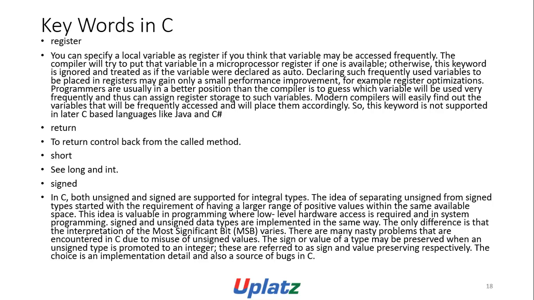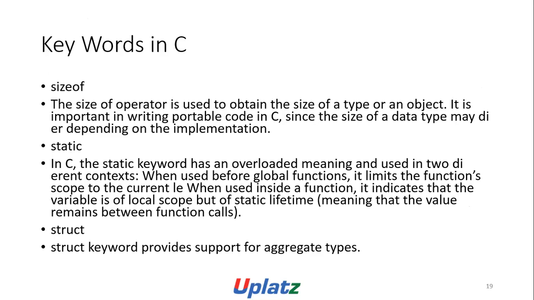There are many nasty problems that are encountered in C due to misuse of unsigned values. A sign or value of a type may be preserved when an unsigned type is promoted to an integer. These are referred to as sign preserving and value preserving respectively. The choice of it is an implementation detail and also a source of bugs in C.